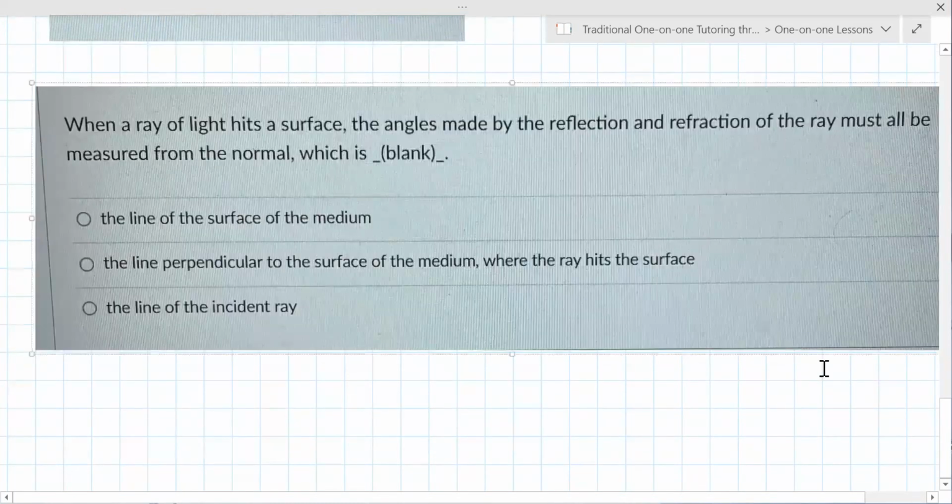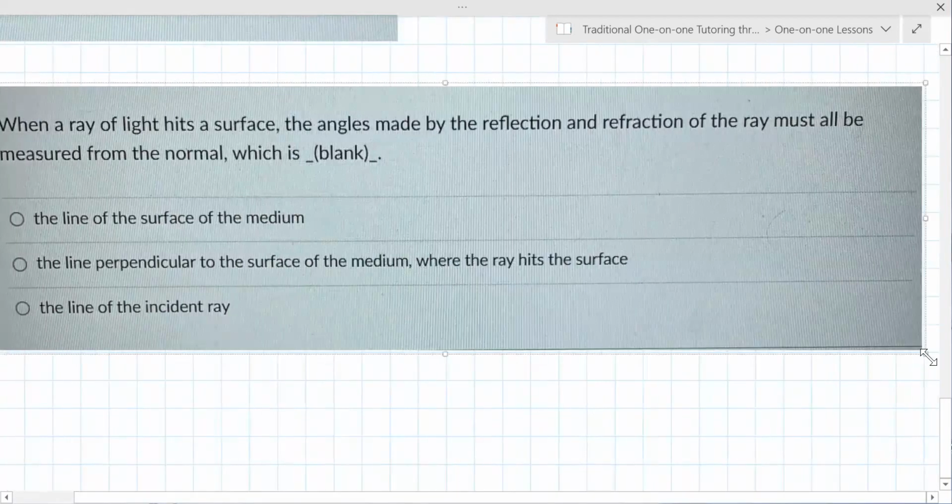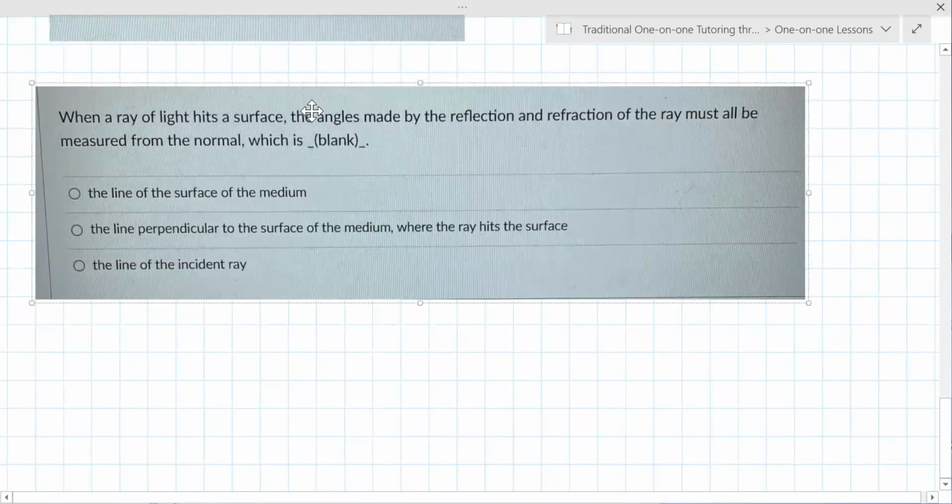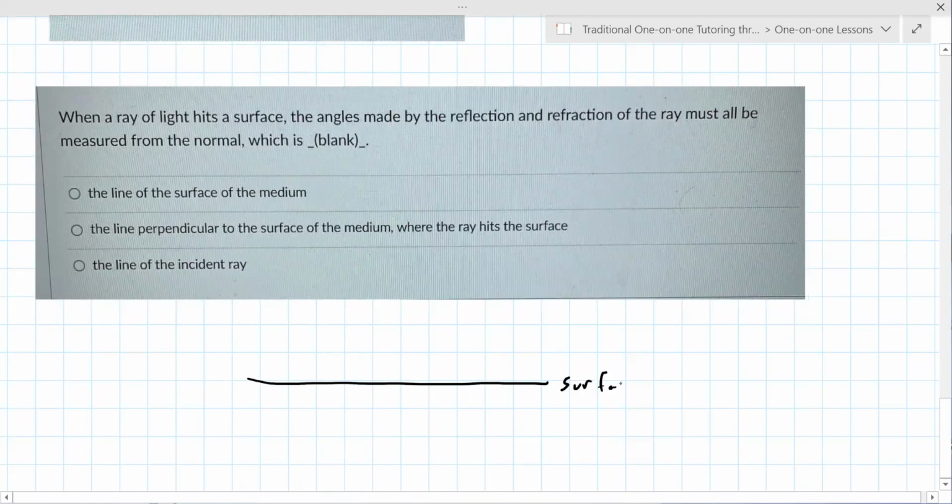When a ray, sorry, let me snip this a little tighter. Okay, when a ray of light hits a surface, so again, here's your surface. I've done this like 3 times. Here's the ray coming in, and yeah, we know it goes out, but this time the reflection goes this way, and the refraction goes this way.